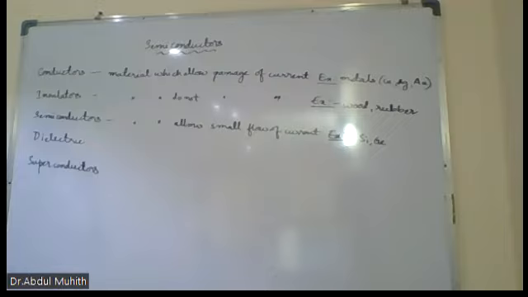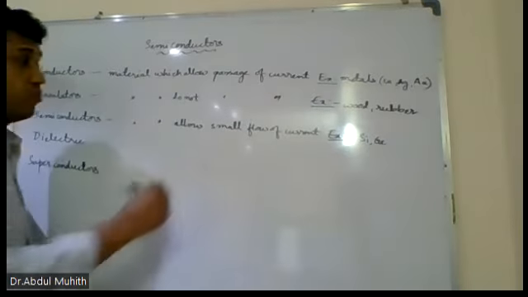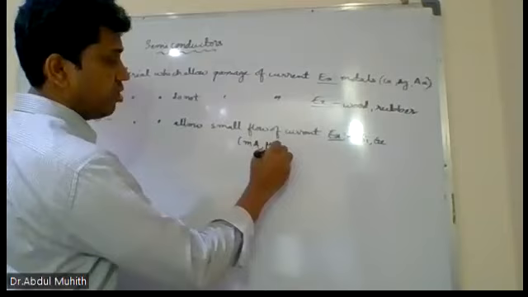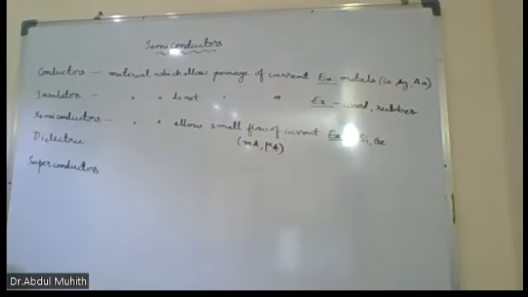Now, conductors allow passage of current, insulators do not allow the passage of current, and semiconductors allow a very small flow of current. Small flow means what magnitude? Maybe in milliampere and microampere. What do you mean by milli? Milli means 10 to the power of minus 3, and micro means 10 to the power of minus 6.